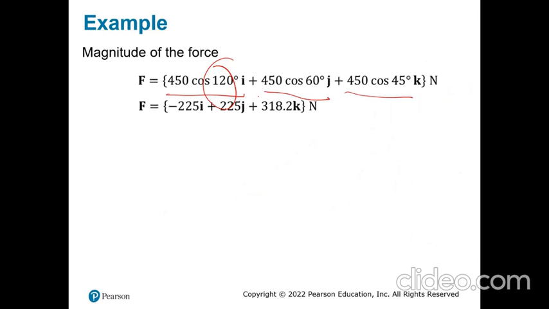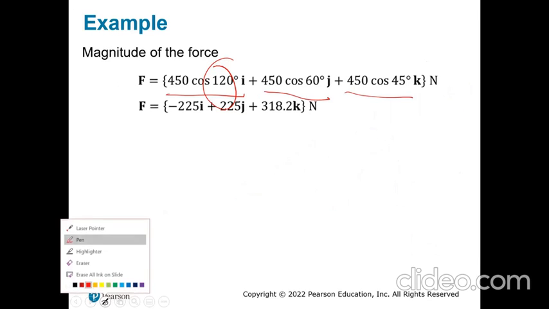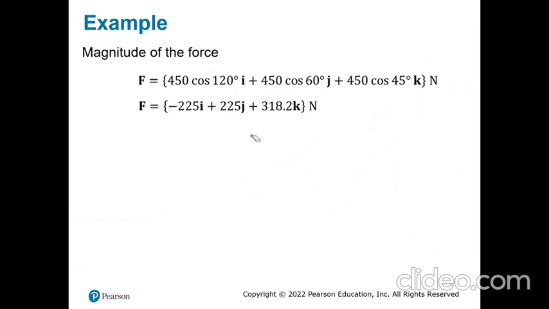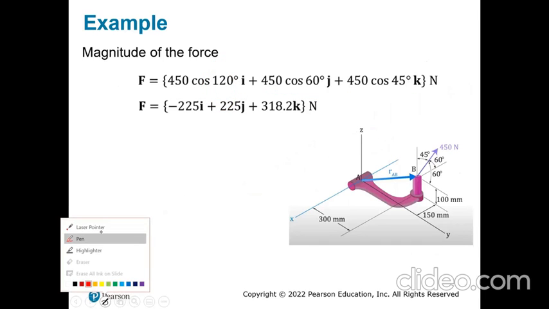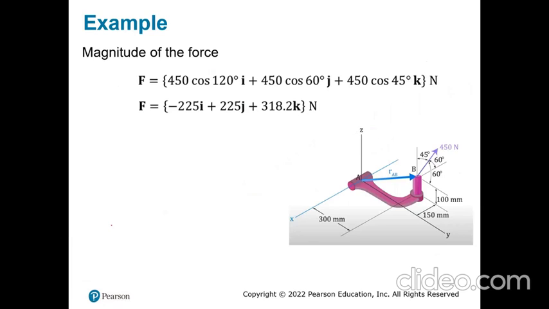So when I solve it, I get my force, which equals negative 225 in the x direction, and then 225 in the j direction, and 318 in k, in the z direction. So for getting the position vector, I said we can get it from anywhere along this x-axis to the point where my force, the line of action, is acting.